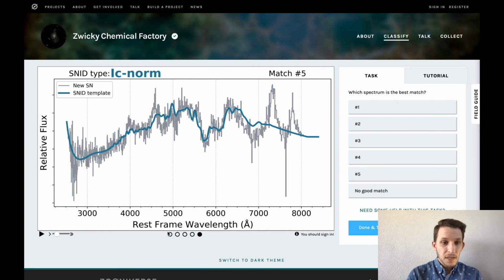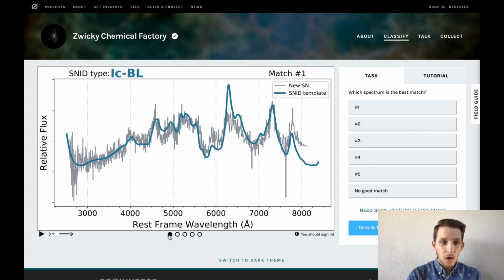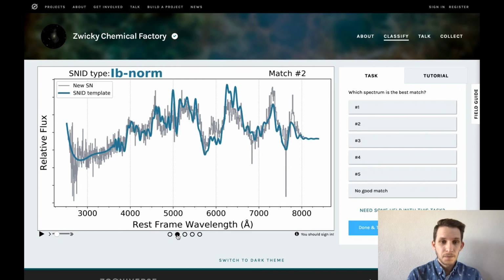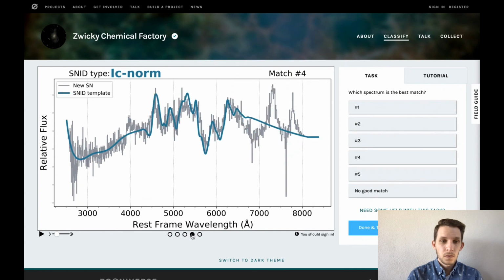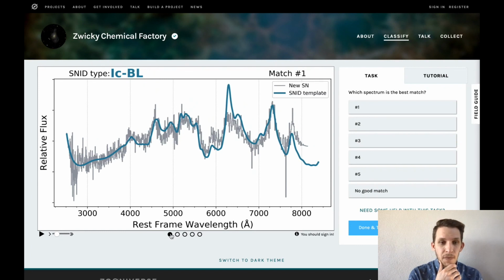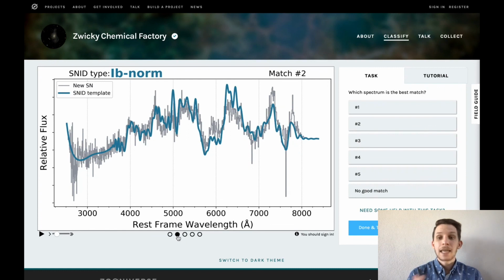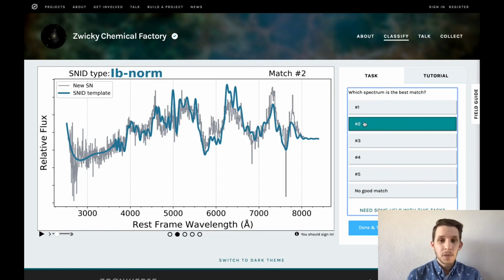So this is a tough one. I think that of all of the examples that I have looked at here, this 1B norm matches pretty well. And so I think that may be the best. We also have the normal 1Cs and the broadline 1C. I think the best match here is actually number 2, the type 1B normal. Again, I'm not sure that this is necessarily absolutely correct because the inferred redshift in this case is quite high, but I think that the 1B normal is the best match, so that's what we will go with.